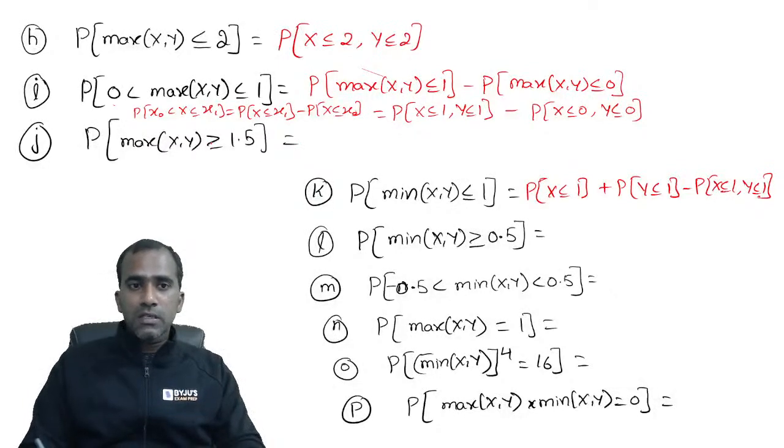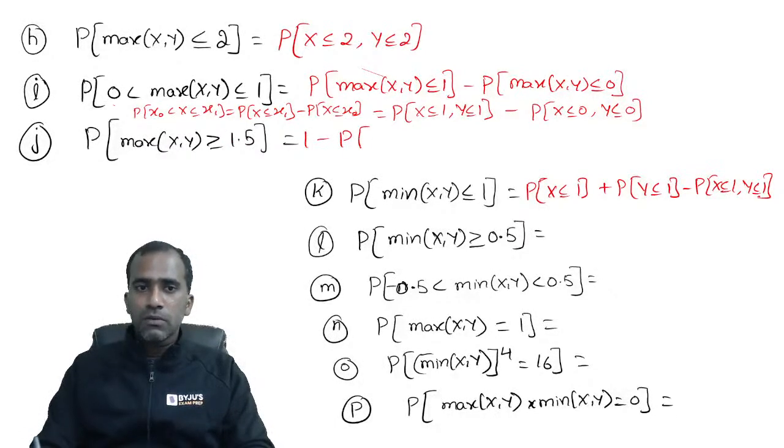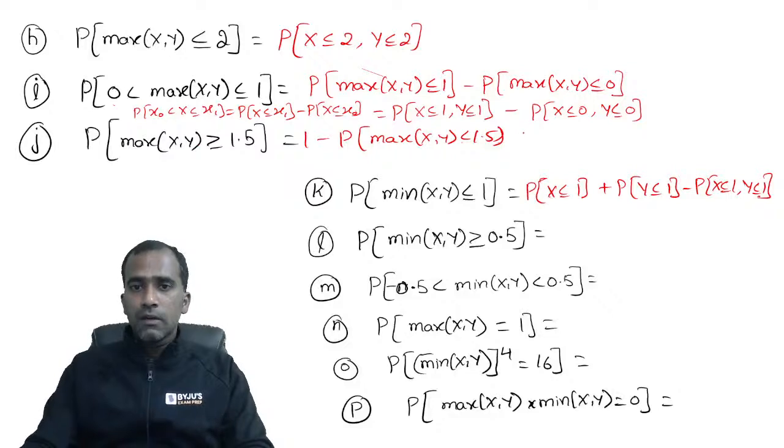We have not discussed maximum of x comma y greater than something. We can understand that also in a similar manner, but it's easy to convert in this format now. If you want a random variable to be greater than some value, we can write it as 1 minus P of the same random variable less than that value. We can rewrite this in this format. Now it is converted into our original problem.